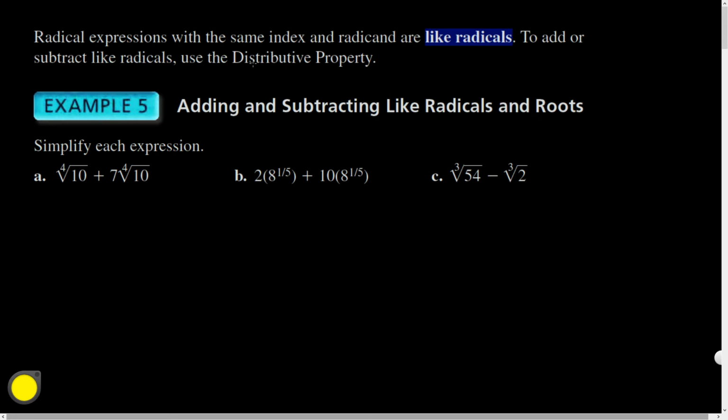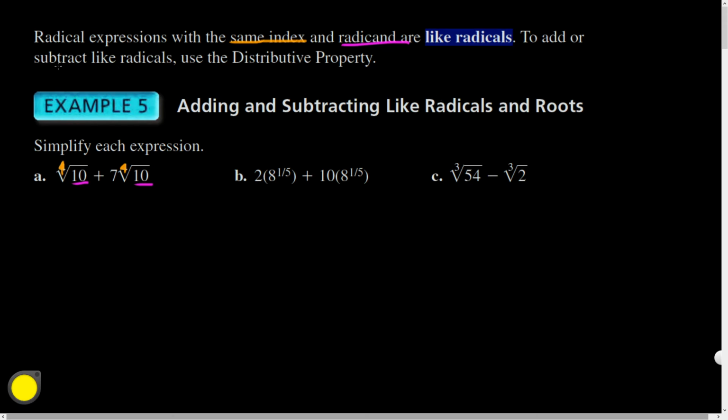Radical expressions with the same index. Remember that in this case is the little tiny adorable number out in front of the root. I almost said square root. It would have been wrong. And the same radicand. The radicand are the numbers on the inside of the radicals. Oh, these ones are going to be a little bit more interesting. We call those like radicals.